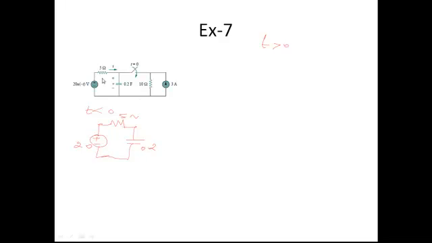For t greater than 0, what will happen? For t greater than 0, this u of minus t is 0. So if this is 0, this portion is short circuited. This switch is closing. So your circuit now becomes like this.